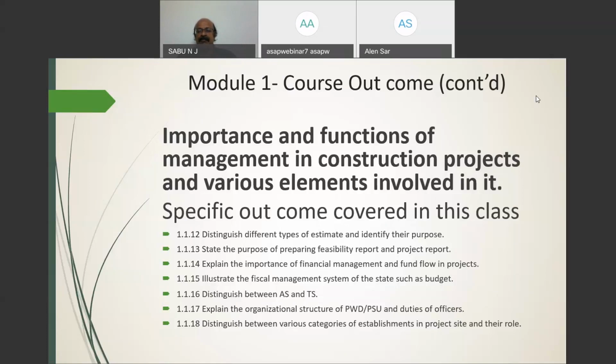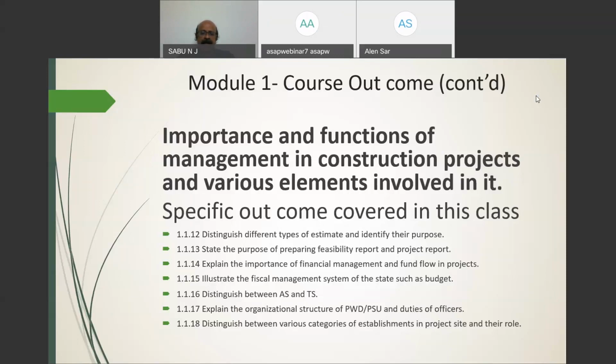There are other types of estimates that exist in our Public Works Department, but discussion beyond this is outside our syllabus, so that is discarded. The other item is the purpose of preparing the feasibility report, which is a project report. That discussion was held in the previous class, so it is also discarded here.